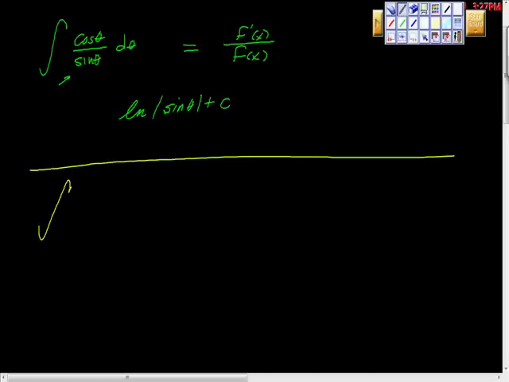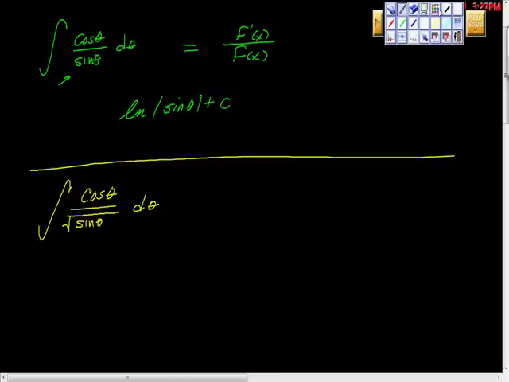So here is, find the indefinite integral of cosine theta over square root of sine theta d theta. From here it gets a little bit weird, because I can see how a person would see these two things and say, oh my gosh, this is just ln, I'm finished.